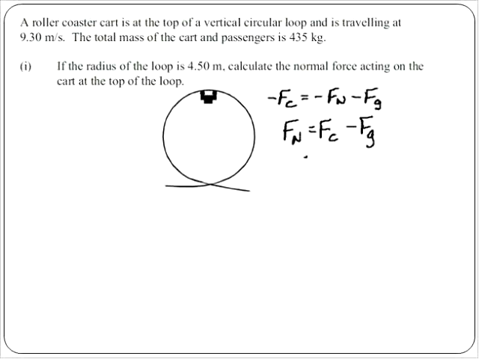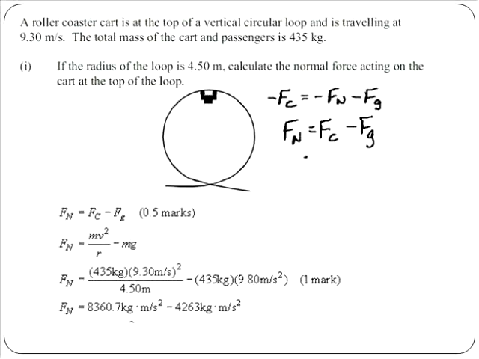So let me show you what the solution to this one is. Okay, so there's what they did. Fn equals Fc minus Fg. So a half mark for remembering that equation. And then for changing it into mv squared over r minus mg. Plug your numbers in the right place, get a mark for doing that, and then for actually getting the answer, another half a mark. So that question was 2 marks in total. And the answer is 4.10 multiplied by 10 to the 3. In other words, 4,100 newtons.